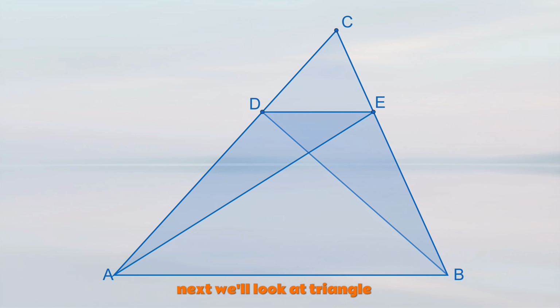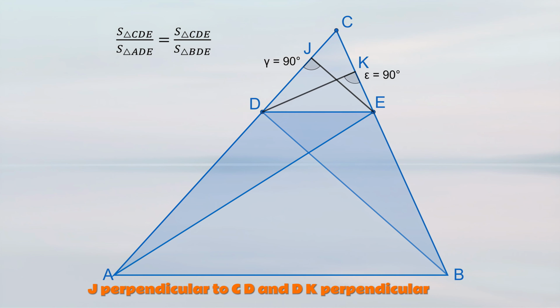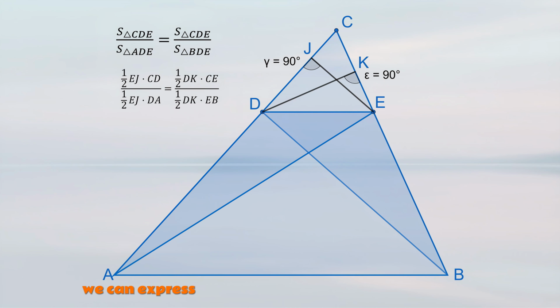Next, we'll look at triangle CDE and compare its area to triangles ADE and BDE respectively. The two ratios are equal because ADE and BDE have equal area. If we draw EJ perpendicular to CD and DK perpendicular to EC, we can express the area of CDE as half EJ times CD, or equivalently half DK times CE.